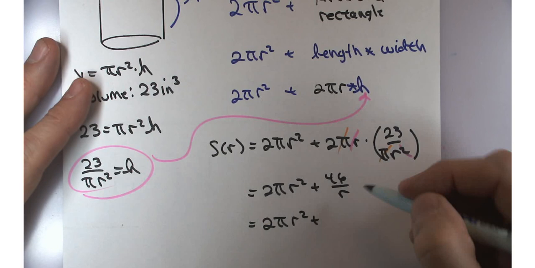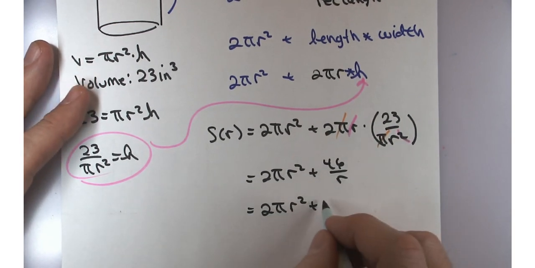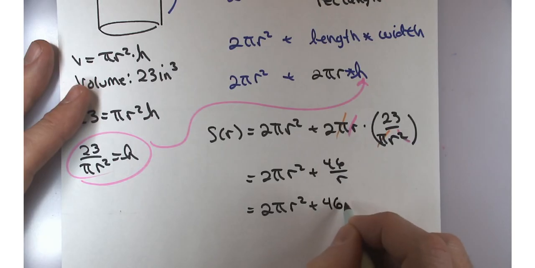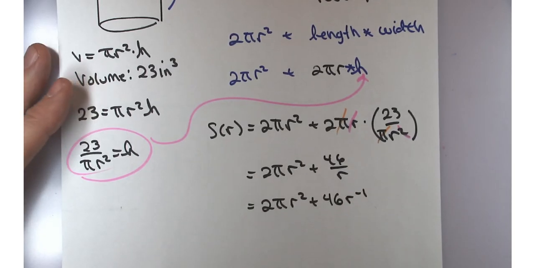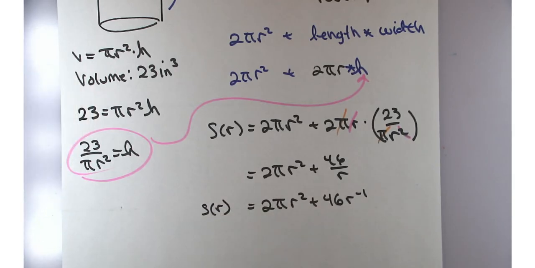Any suggestions as to what I could rewrite 46 over r as? Yeah, 46r to the negative first power. Whew. So 2 points for your picture, probably 4 points for your function here, right? Because that was a lot of work to get that function correct.